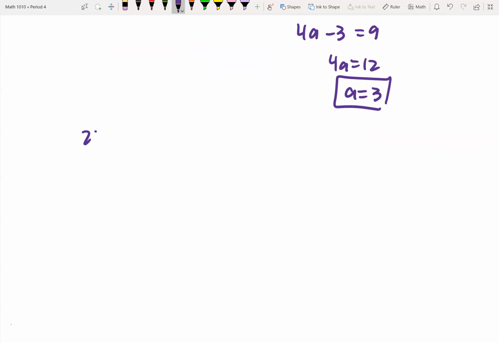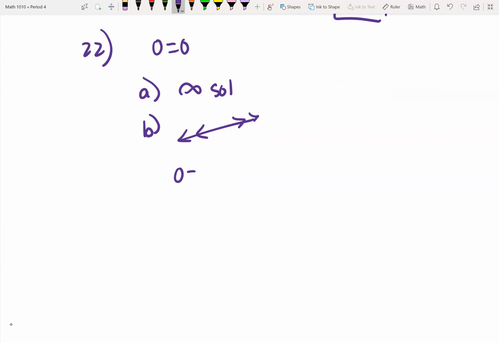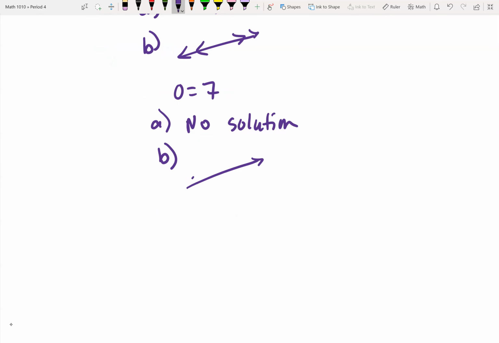22. When solving a system of two equations, you get 0 equals 0. So question A, how many solutions does it have? The answer is infinite solutions. What will the graph look like? You're going to have two lines that lie right on top of each other. Yeah, two variables, so that's it. What if you end up with 0 equals 7? Then the answer is no solution. Why not? Because 0 is not equal to 7. And what would it look like? The lines would be parallel because they're never going to cross.